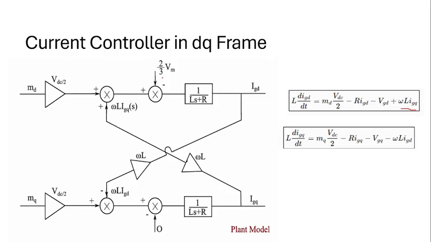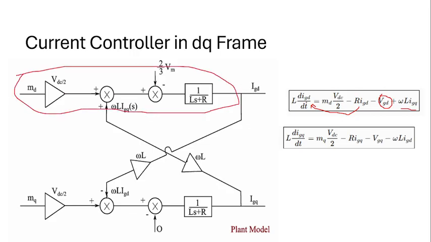minus 2 by 3 VM. 2 by 3 VM is this one, this grid component gives rise to LS plus R. If you bring this one to the side, LS plus R means we are converting this equation into Laplace. We can develop this part. So this will give us the current IGD. This is S L IGD of S plus R IGD of S is equal to M VDC by 2 plus this one.